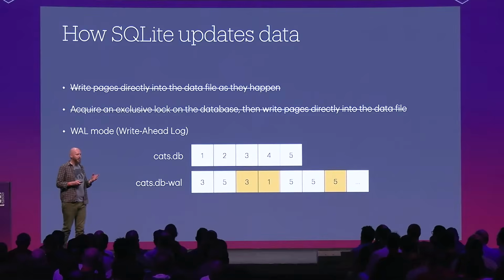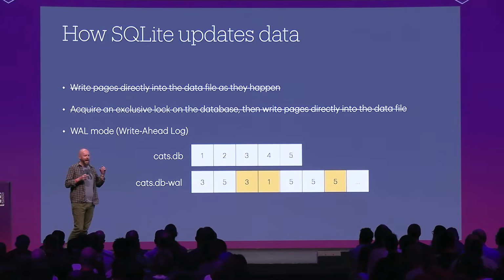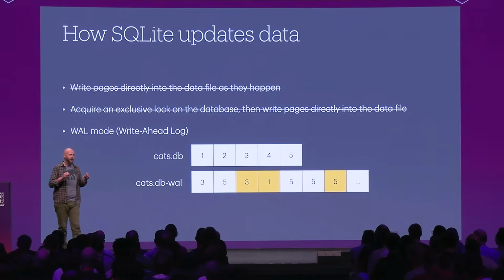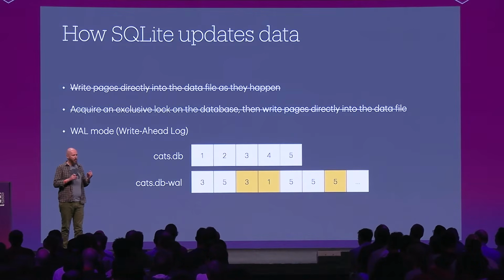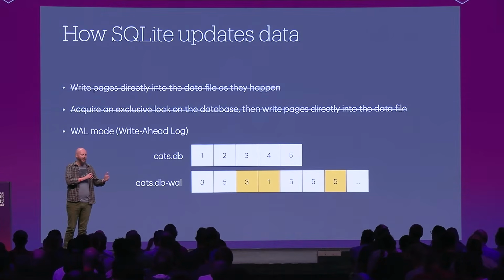So to improve on this, SQLite has another mode of operation, which is called WAL mode. WAL mode works by adding a second data file alongside the main data file called the WAL file, which stands for the write-ahead log. That's where WAL mode gets its name. And the WAL file is built out of these same fixed-size pages as the main database file, but the WAL file is an append-only file. So rather than overwriting anything in it, you're always appending to the end.